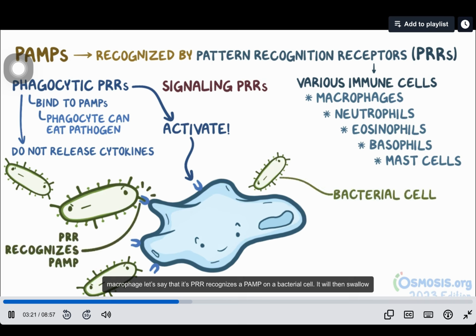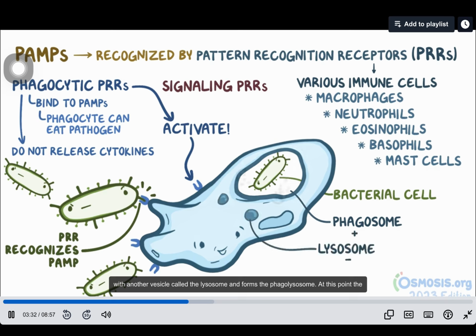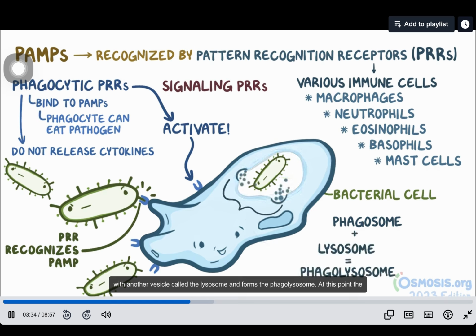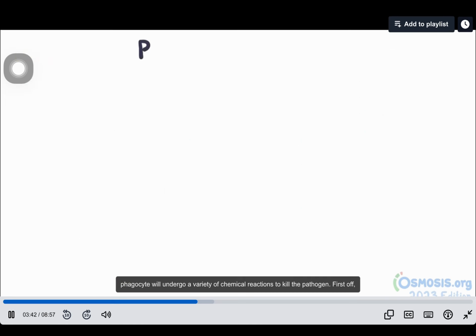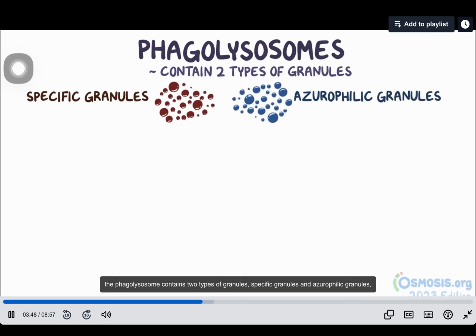Going back to our garbage truck macrophage, let's say that its PRR recognizes a PAMP on a bacterial cell. It'll then swallow up the bacteria and trap it in a vesicle called a phagosome. The phagosome then fuses with another vesicle called the lysosome and forms the phagolysosome. At this point, the phagocyte will undergo a variety of chemical reactions to kill the pathogen. First off, the phagolysosome contains two types of granules: specific granules and azurophilic granules, which help destroy the bacteria.